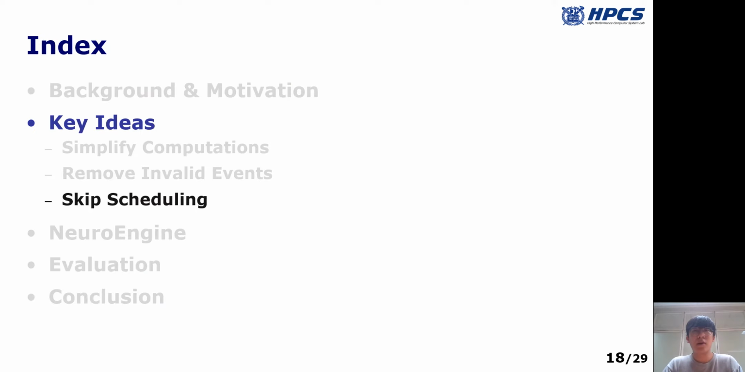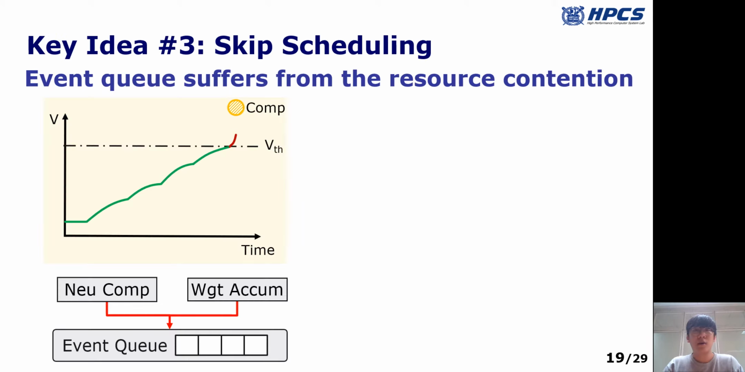Lastly, I'll explain how we skip scheduling in some cases and mitigate resource contention. I'll show you how the neuron computation and weight accumulation interacts with the event queue. In the baseline, the simulator schedules an in-event for each weight accumulation. Also, it schedules an out-event after the neuron computation.